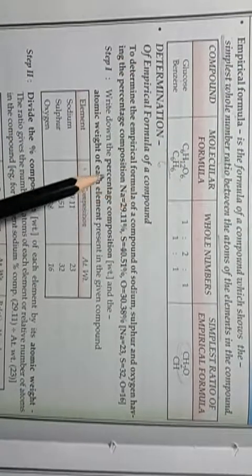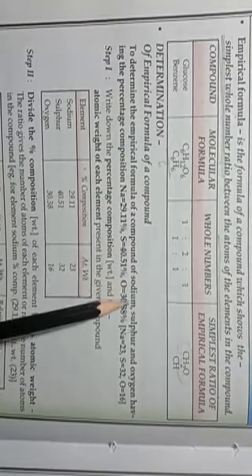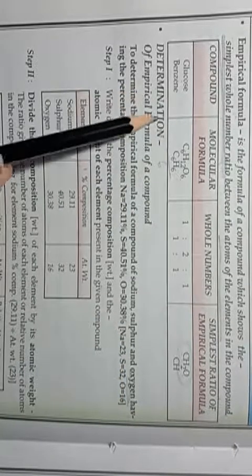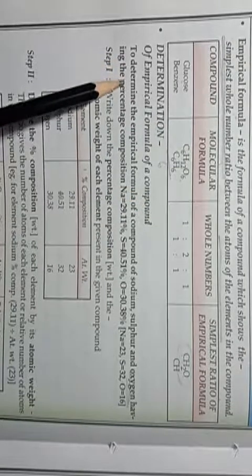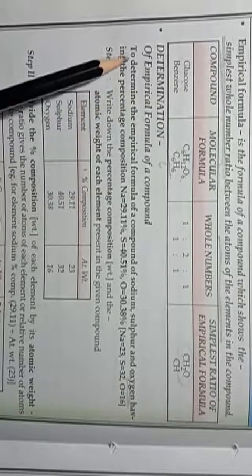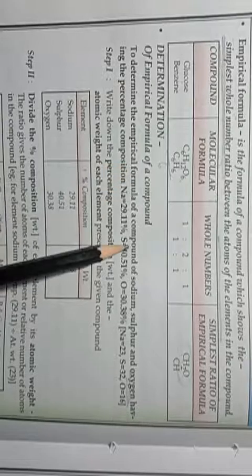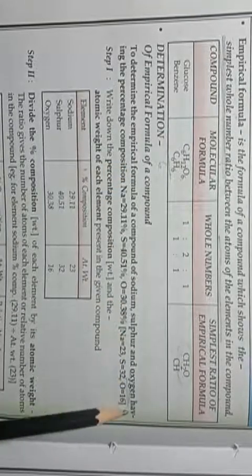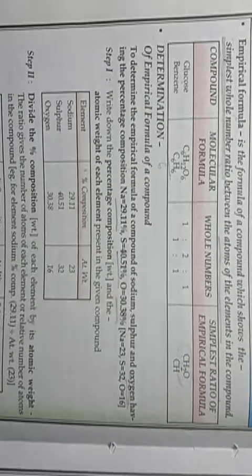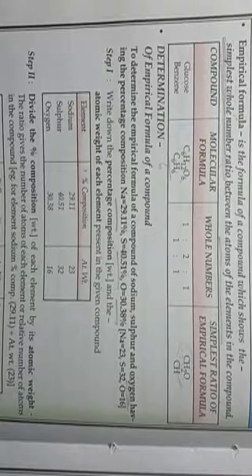Then, determination of empirical formula of a compound. Now, to determine the empirical formula of a compound of sodium, sulfur and oxygen, how will you determine it? This is explained here with the help of an example. If we want to determine the empirical formula of a compound of sodium, sulfur and oxygen having the percentage composition according to this, then what do we have to do?